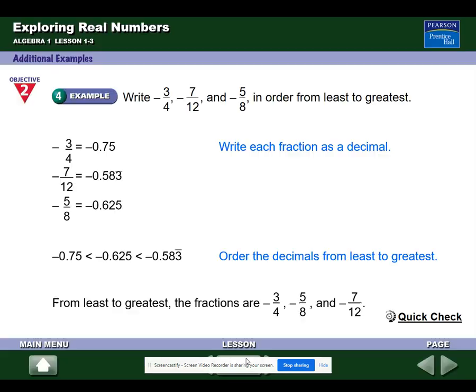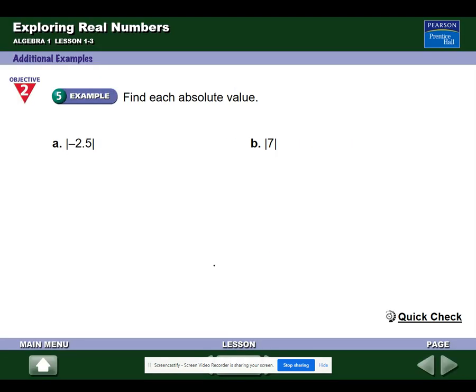And that takes us to our last example, which is to find the absolute value of each of these. Simply, this is a negative number. We're taking the absolute value of it. There is no operation here like I just demonstrated, so this would be just 2.5. Here you're taking the absolute value of a positive number. It just stays positive.